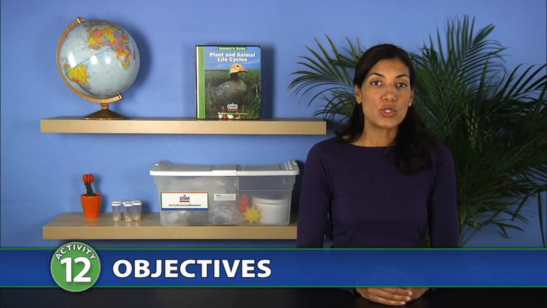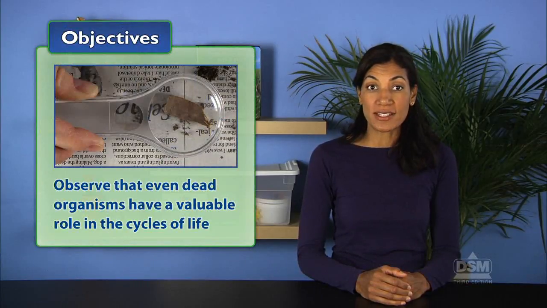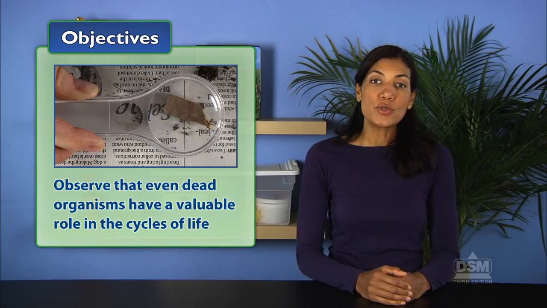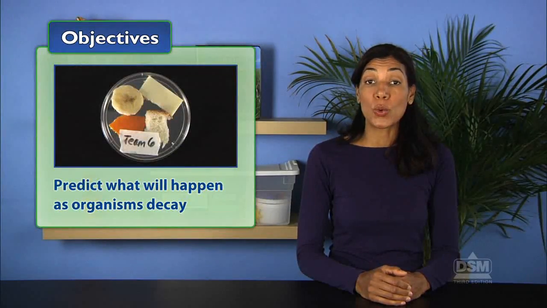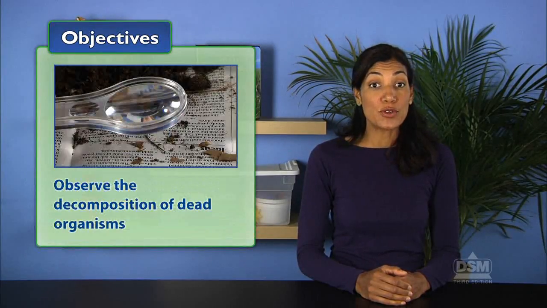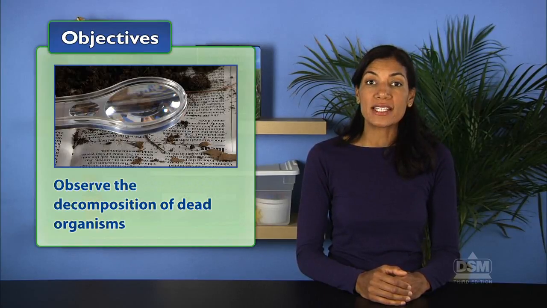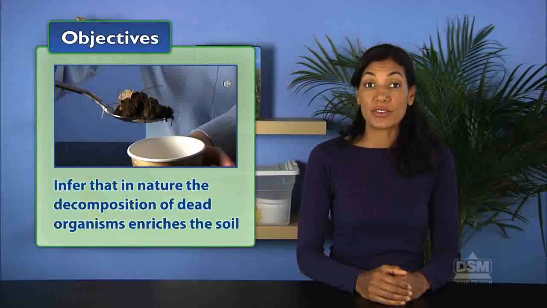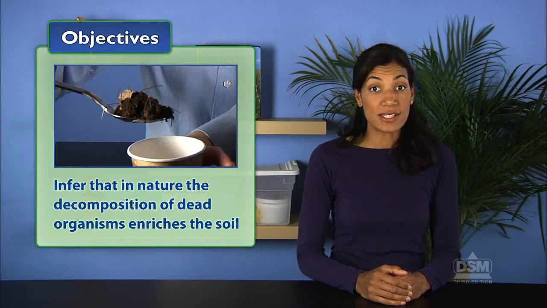In Activity 12, Death of Organisms, students observe that even dead organisms have a valuable role in the cycles of life. Students first predict what will happen as organisms decay and then observe the decomposition of dead organisms. Finally, students infer that in nature, the decomposition of dead organisms enriches the soil. You will need the following materials from the kit.